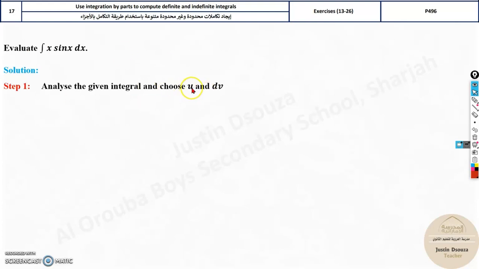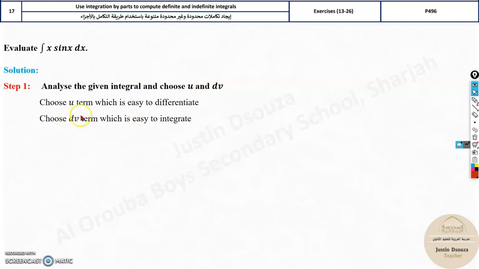Now very important is choosing u and dv. Look, u needs to be a term that is easy to differentiate, whereas dv is the term easy to integrate. Now look over here, sin x. It doesn't matter whether we integrate or differentiate; it's almost the same. So leave that. Look at x. Is it easy to differentiate or integrate? Or does it become a complicated term after integration or differentiation?